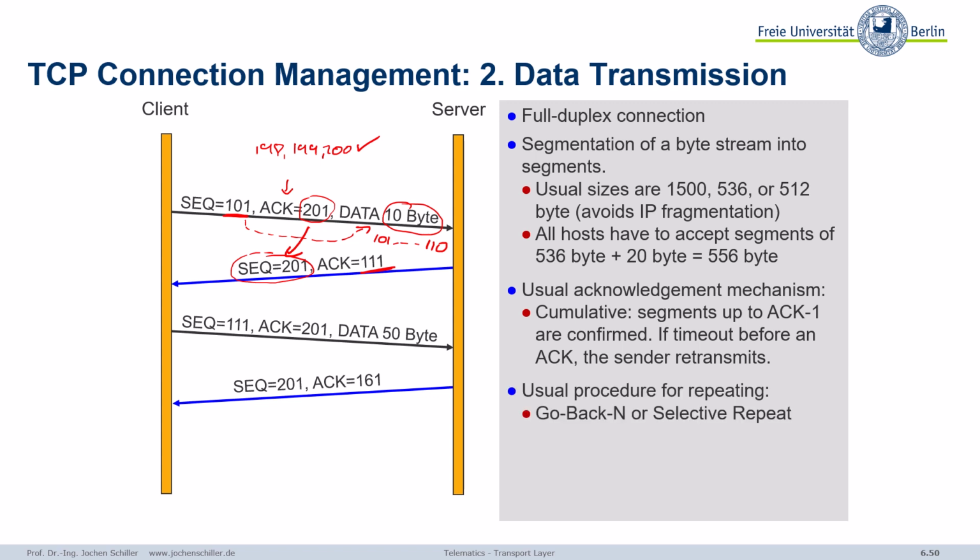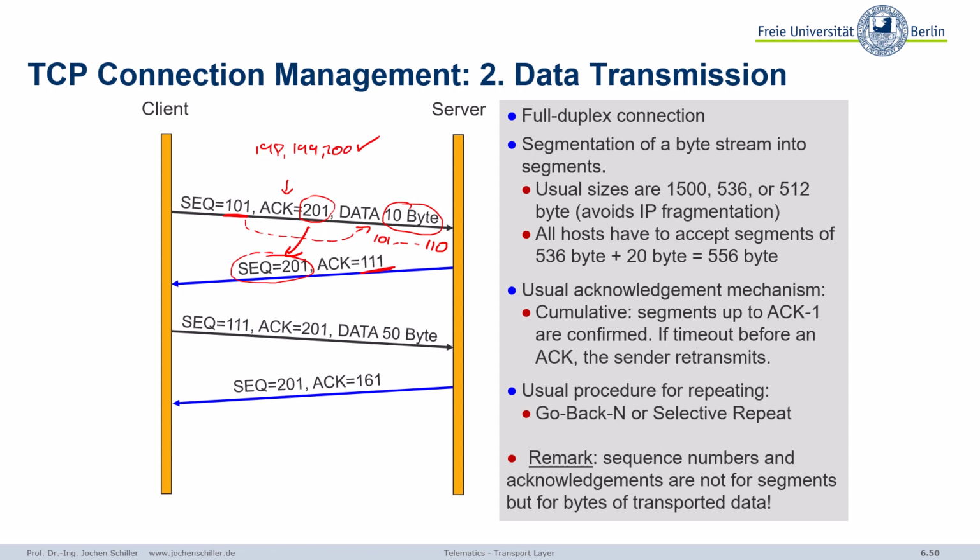And if something goes wrong, we have these two typical procedures for how I can repeat. We looked into this already on layer 2. Go back N, that means if something happens, I always go back to the byte where up to this byte everything was okay, and then repeat everything, or selective repeat, where I only repeat the missing parts. Selective repeat is much better, but it requires a bit more memory management. Remember, sequence numbers are not for segments, but for bytes of data.